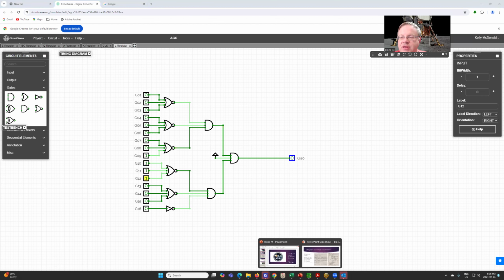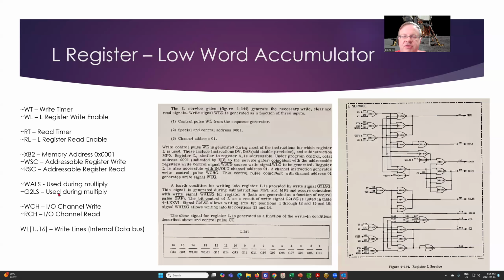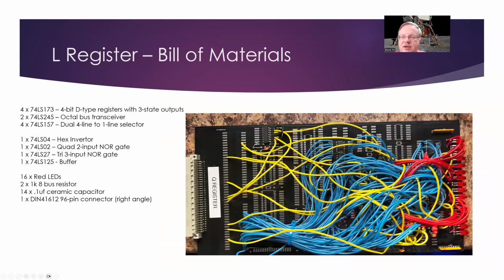Coming back to what that looks like from a bill of materials for our L register, I haven't built it yet, so this is just a picture of the Q register, but it's going to look fairly similar when it's done. We're going to have our 4-bit D-type register, so that's actually where we store the data itself. We'll have the 2 octal transceivers to push data out onto the bus.